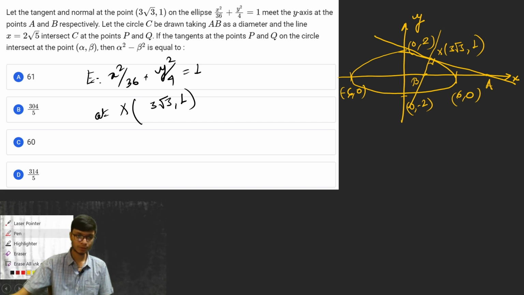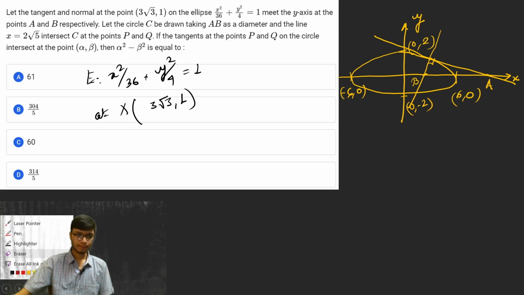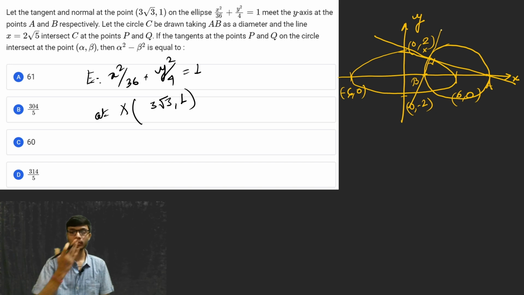So let me clear the drawing so as to draw the circle. Let that be the point X, shown by a small notation. I took A and B as the endpoints of the diameter, and this particular circle and the line x equals 2 root 5. Obviously 2 root 5 is less than 6, because root 5 is 2.something, more than 2, so 2 into more than 2 is 4 plus, and the line will be somewhere over here.